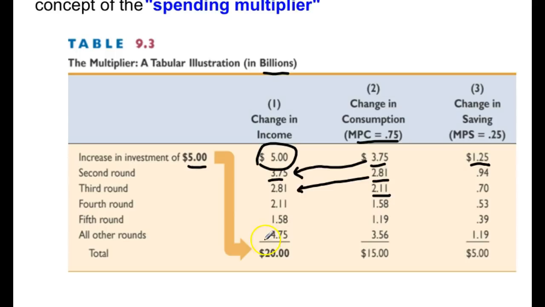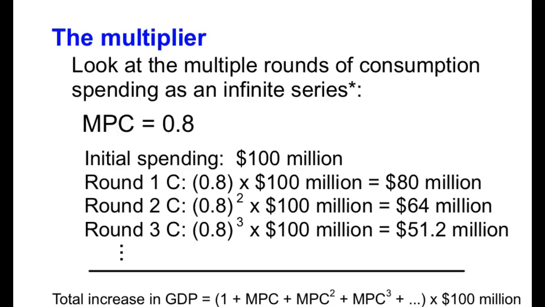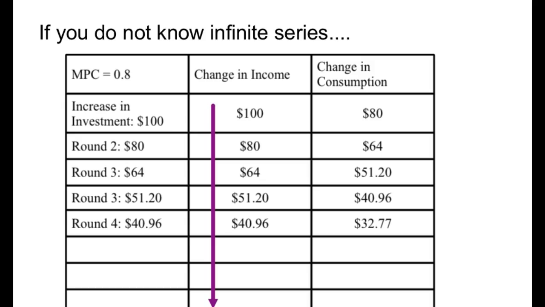So unfortunately for us, this table kind of cuts off right here, right? And it says all other rounds. Well, how do we know where that came from? Well, there's a couple of ways to know where that came from, and one way is if you understand infinite series in math. And there is a Khan Academy video on the Moodle course site with the mathy explanation. But I'm going to explain it a slightly different way because I know not everybody knows that math. And this is not necessarily simple.